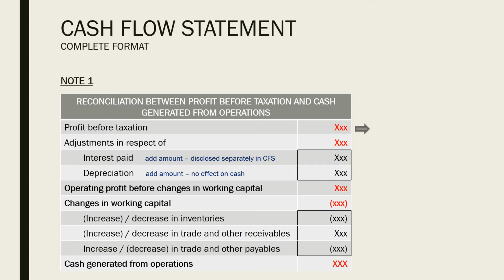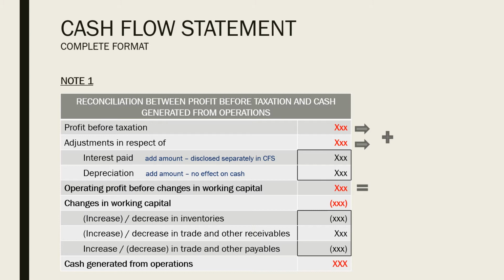From there, we are going to take the profit before taxation. Then we're going to add these adjustments. We're going to add back the interest that is paid, the interest expense, and we're going to add back the depreciation, and that is going to give us the operating profit before changes in working capital.